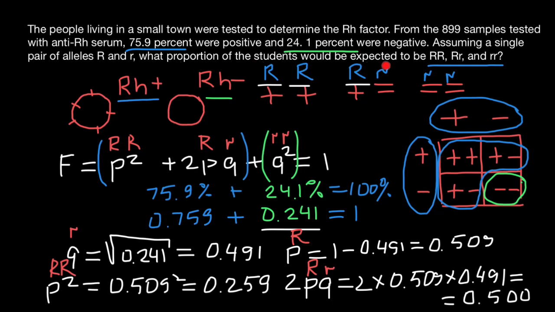Now let's review our question: what proportion would be expected to be homozygous dominant, heterozygous, and homozygous recessive? This is the frequency of the homozygous dominant genotype. If you need an answer in percent form, multiply by 100. You remember we do all calculations on a scale between 0 and 1, so we move the decimal point two places to the right, and the answer is 25.9%. The heterozygous genotype is 50%. And the frequency of the homozygous recessive genotype we were already given: 24.1%, or on the scale between 0 and 1, 0.241.